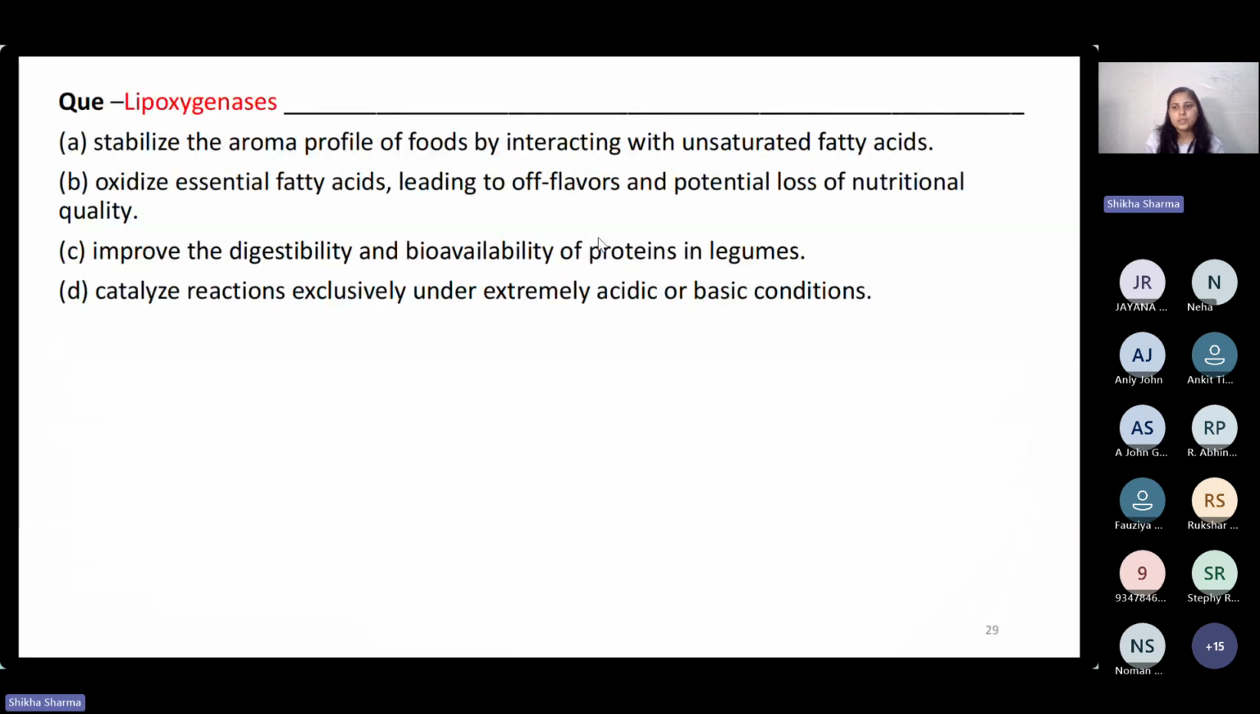Okay, let's see this question about lipoxygenase. A, lipoxygenase stabilizes the aroma profile of food by interacting with unsaturated fatty acids. B, oxidizes essential fatty acids leading to off flavors and potential loss of nutritional quality. C, improves the digestibility and bioavailability of proteins in legumes. D, catalyzes the reaction exclusively under extremely acidic or basic conditions.